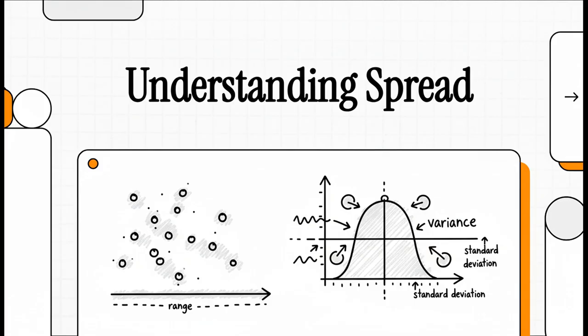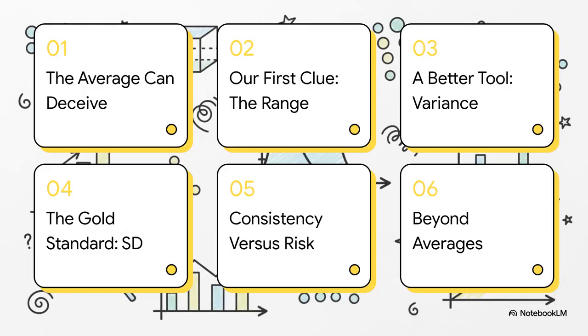Let's dive in. So here's our game plan. First, we'll see exactly how an average can fool us. Then, we'll start our investigation with our first clue, the range. After that, we'll upgrade to a better tool called variance, before we get to the gold standard, standard deviation. And that's what we'll use to crack the case of consistency versus risk. Finally, we'll zoom out and see what this all means beyond just the numbers.